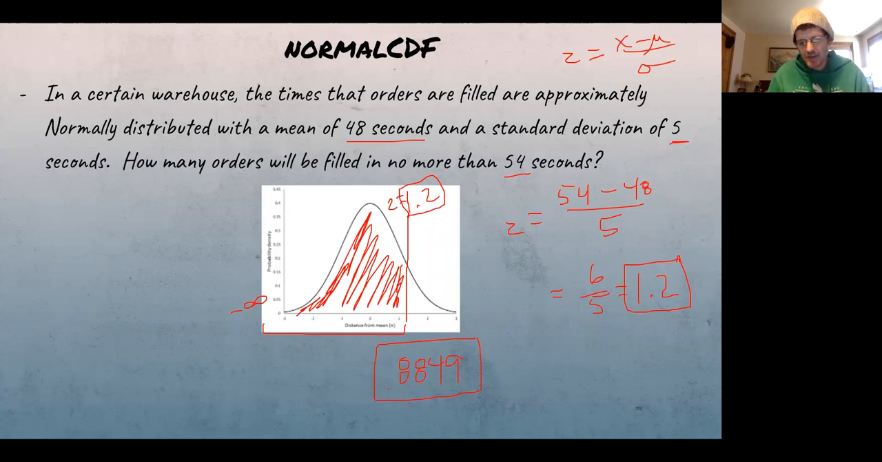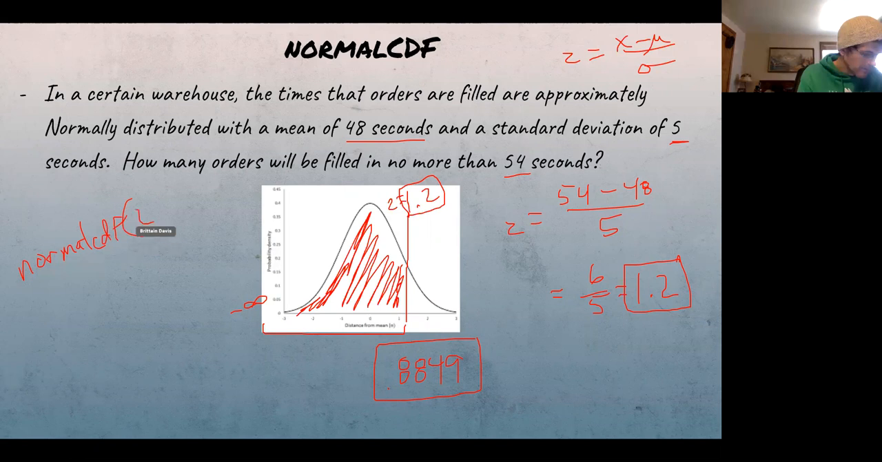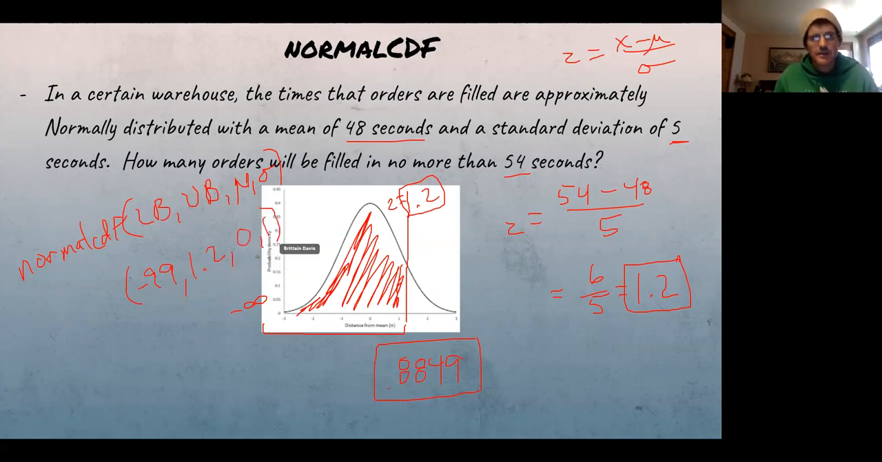So in the meantime, I can tell you, you're going to plug it in. So normal CDF, open parentheses, this is what you're looking at. You're going to start with your lower bound, then your upper bound, then your mean and your standard deviation. So for this problem, your lower bound would be negative 99. Your upper bound is going to be 1.2, and this is going to be 0 and 1. If you plug that in for the parentheses, then you will get the same answer.